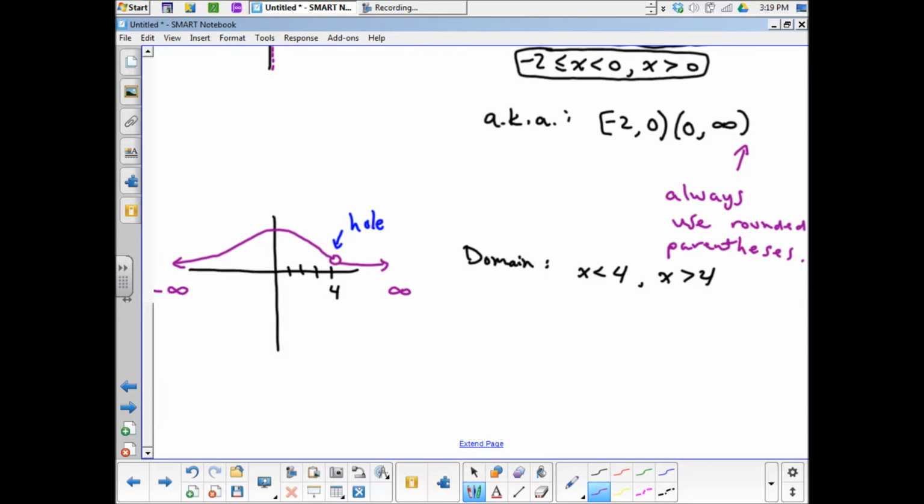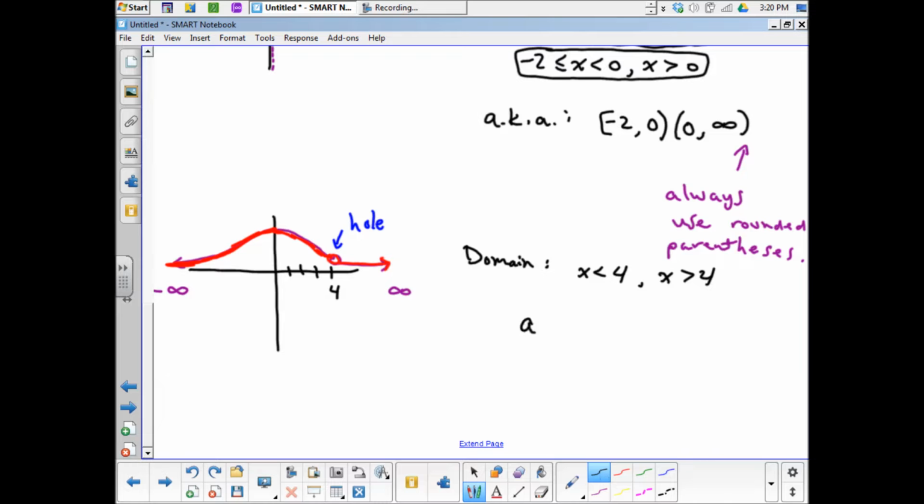You can trace the whole graph without lifting your pencil, except right here we have this tiny little jump. It's not even a jump, it's just a slight break in the graph. You kind of have to lift your pen for just a split second, not even that, to get over that hole, and then you can put your pen back down and draw the rest of the graph.